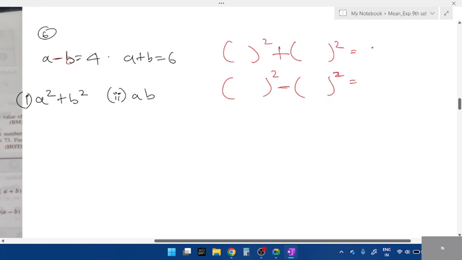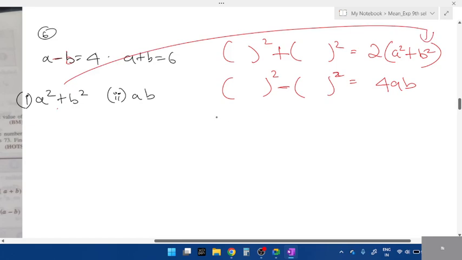If you add, what do you get? What formula do you get? 2 into a square plus b square. If you subtract, correct, 4, very good, 4ab. So for the first question, what is required? Can you see 2 into a square plus b square? And for the second question, what is required? 4ab. So if you want to find the first one, do we need to add or subtract them? Add them.